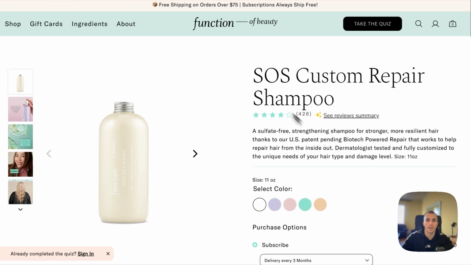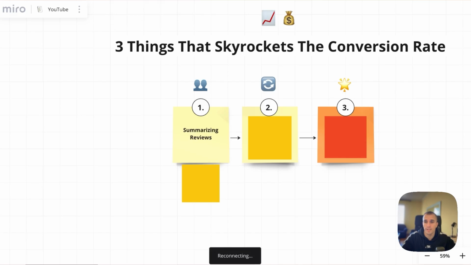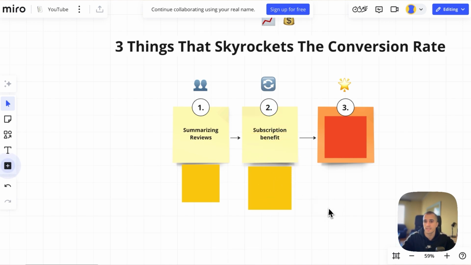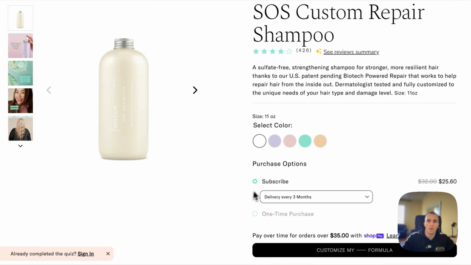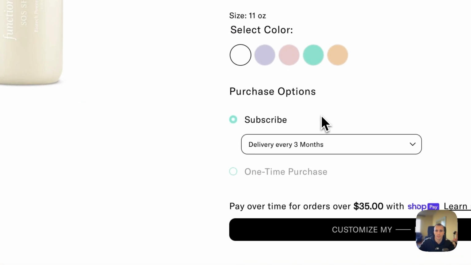The next thing regarding this store that is helping them a lot with increasing the conversion rate and especially the profitability of their store is how they're using the subscription and the benefits of that subscription on their product page. So when you scroll a little bit down, you have this section, you have the purchase options, you can subscribe or you can go for the one-time purchase.